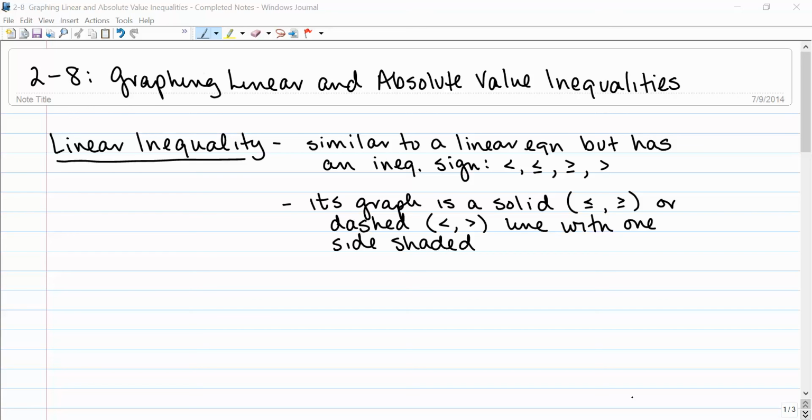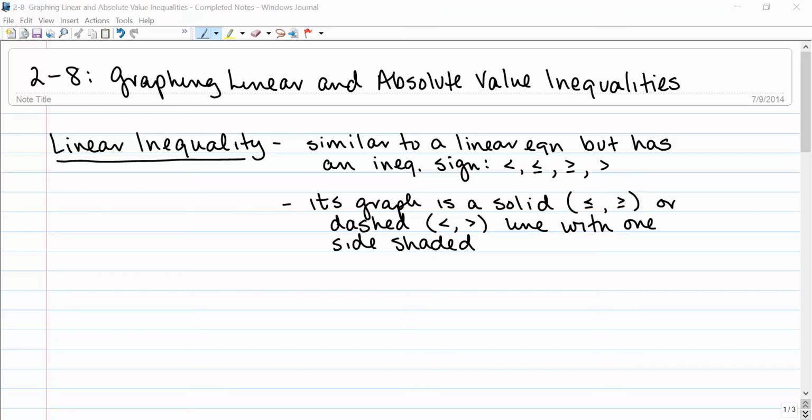Section 2-8 is on graphing linear and absolute value inequalities. A linear inequality is similar to a linear equation, but it has an inequality sign: a less than or equal to, a greater than or equal to, or a greater than. Its graph is a solid or a dashed line with one side of the line shaded.